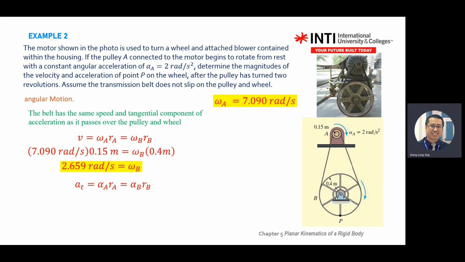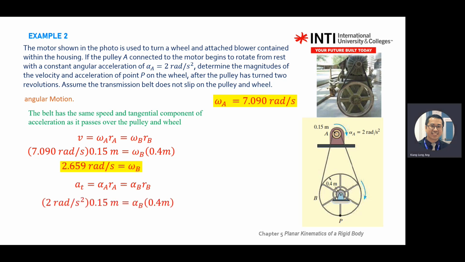Acceleration and tangent direction are also the same. Acceleration equals alpha R. Sorry, not alpha, A equals alpha R. You link the angular motion with the previous chapter.